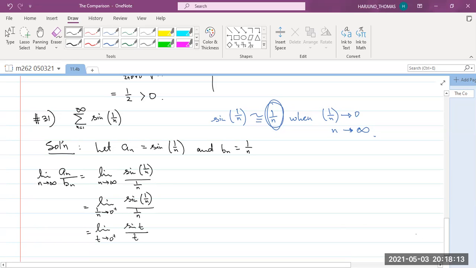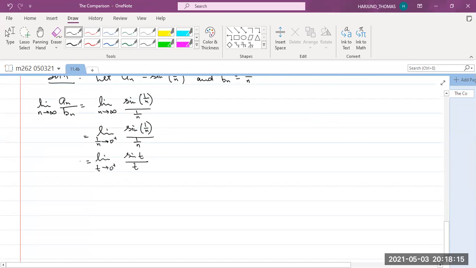And I don't use L'Hopital's rule here. I'm just using the fact that sine t over t as t goes to 0 is 1, which is positive and finite. Now the series for b sub n is a harmonic series, therefore it's divergent.